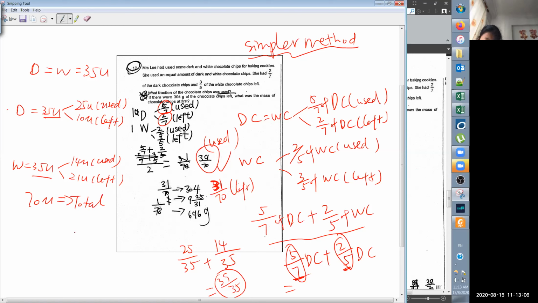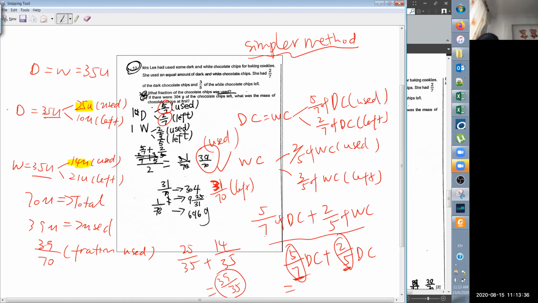And then it says the fraction of chocolate used. So what you do, just add up the used parts. It's 39U used. So you just take 39U divided by 70U. So you get 39 over 70. That's the fraction used.